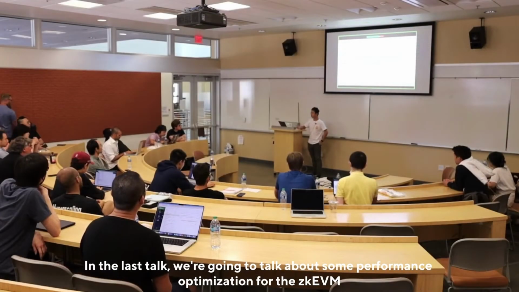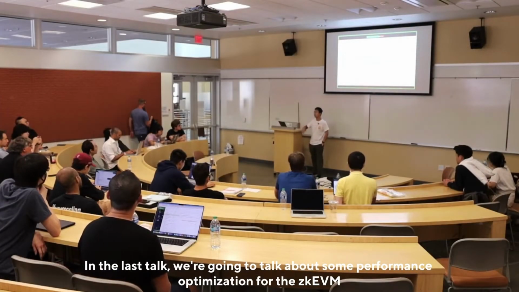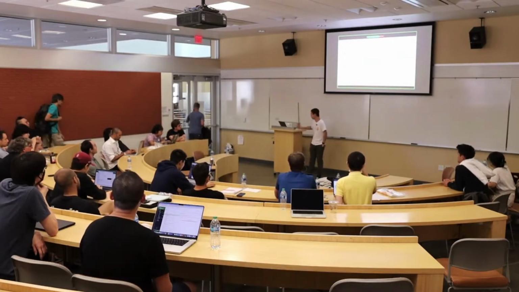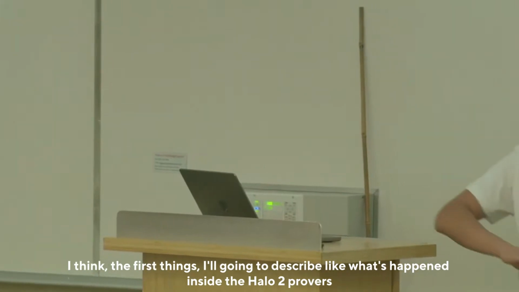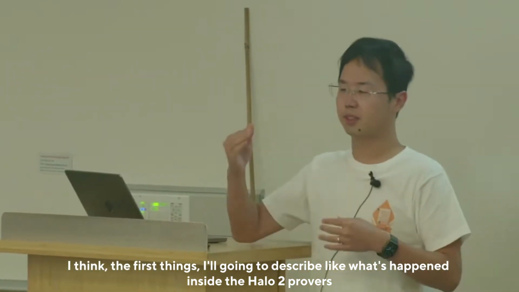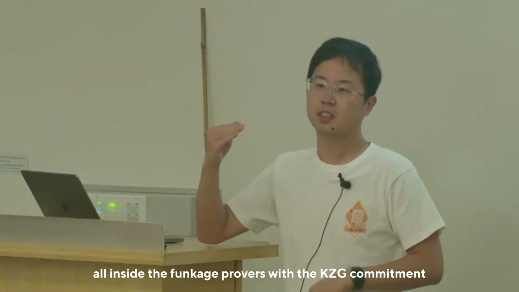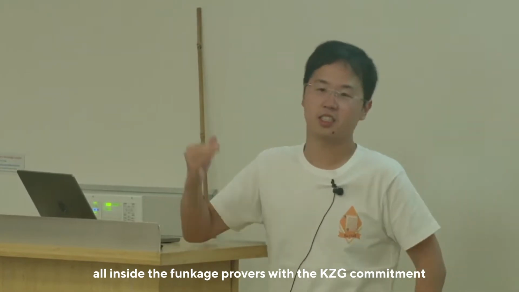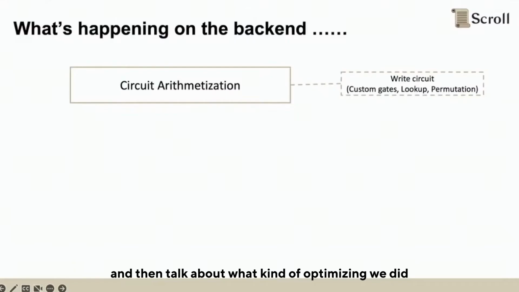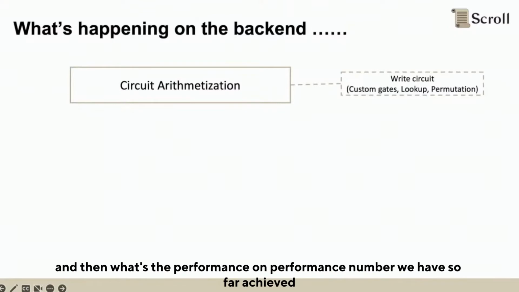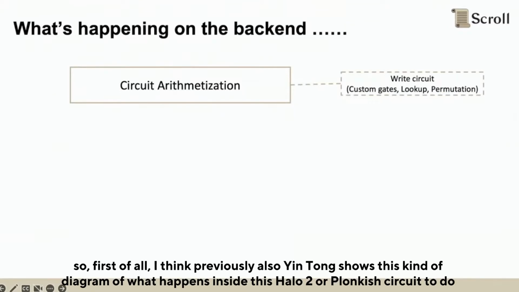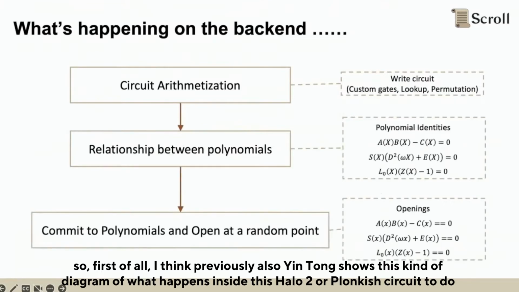In the last talk, we are going to talk about some performance optimization for the zkEVM. First, I'm going to describe what happens inside the Halo2 provers, or inside the Plonkish provers with the KZG commitment. Then I'll talk about what kind of optimization we did and what performance numbers we have achieved so far.